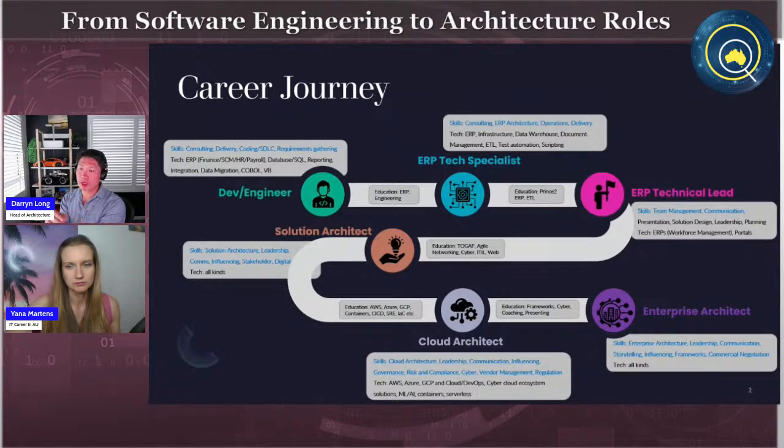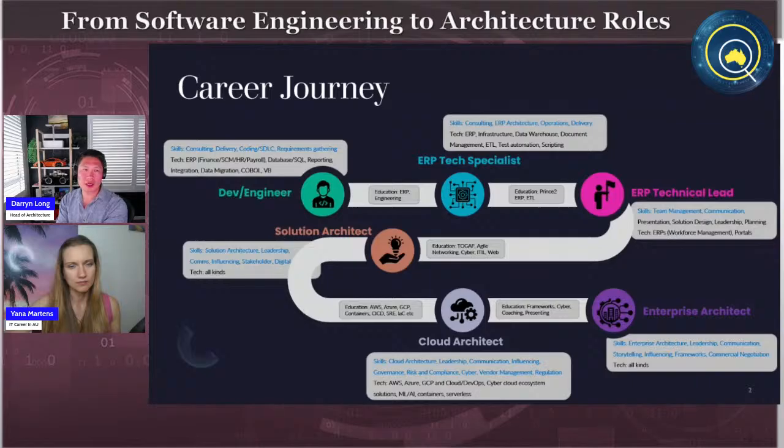So the first break into architecture was challenging. I remember sitting there going, how am I going to get from being an ERP specialist into being an architect? So that was, I found, tough. And there's a whole bunch of things that I did, like TOGAF and positioning myself to get into that role.